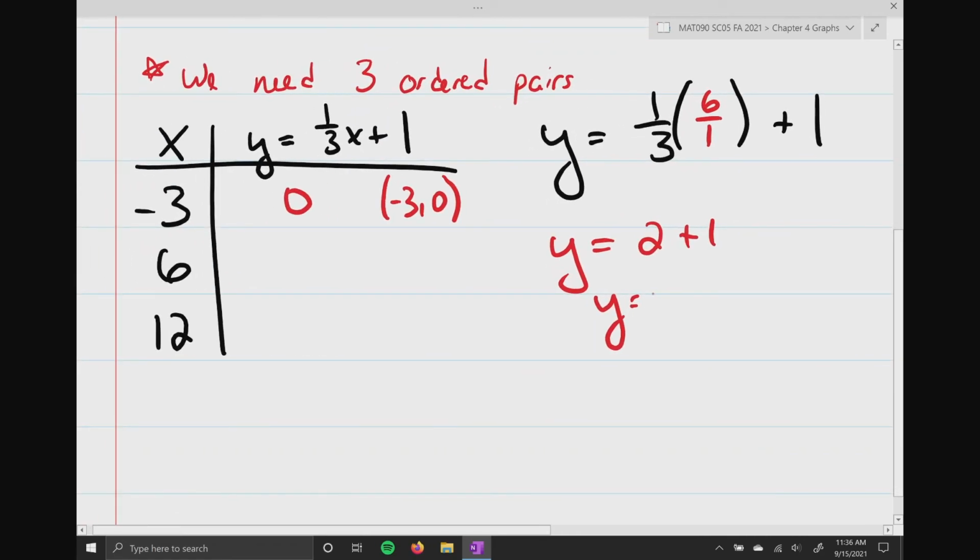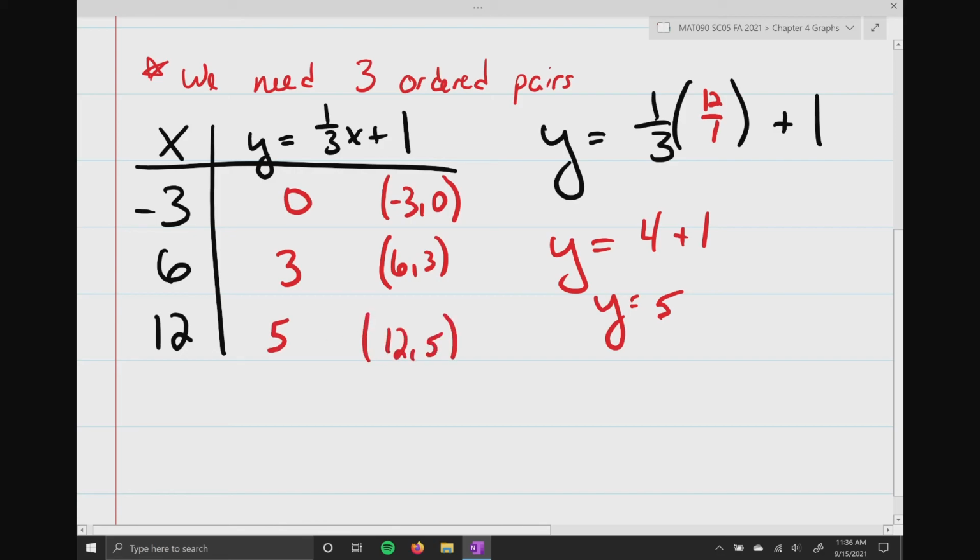And 2 plus 1 is 3. So when x equals 6, y equals 3. So this is going to be the point 6, 3. And now for the last one. When x equals 12, y equals 1/3 times 12 plus 1. Well, 1/3 times 12 is 4. And 4 plus 1 is 5. Okay? So we have our 3 points.